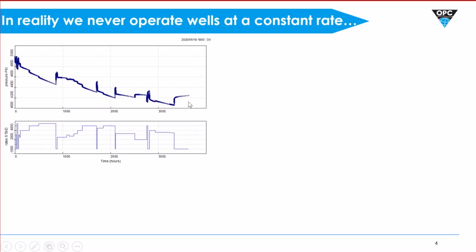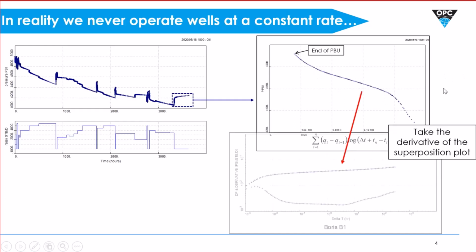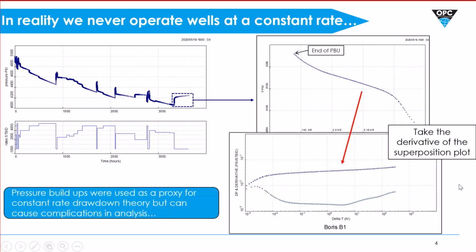So let's calculate this in superposition time. Here we have the start of the buildup, here we have the end of the buildup. On the y-axis is the pressure data of this single PBU, but the x-axis is more of a calculation using these previous rate histories. So we see that the superposition plot is calculated. And therefore, if we take the derivative of this, we end up with this derivative here that lasts 300 hours. And this is a calculated derivative. So pressure buildups were used as a proxy for constant rate drawdown theory, but can cause complications in analysis.